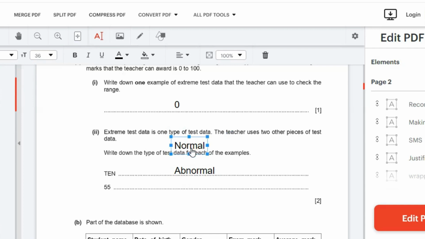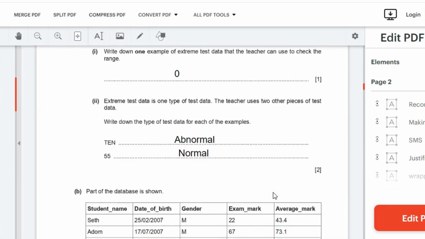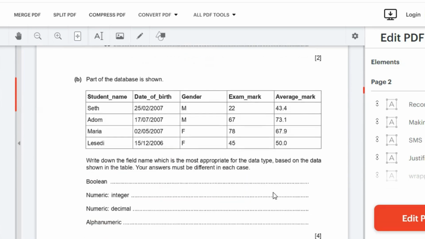10 is abnormal, and 55 is normal. Okay. All right, so 4B now. This part of the database is shown below: student name, date of birth, gender, exam mark, average mark, set. Adam, Maria, yesterday. And these are their information. Now you are told to write down the field name which is the most appropriate for the data type, based on the data shown in this table. Your answers must be different in each case.